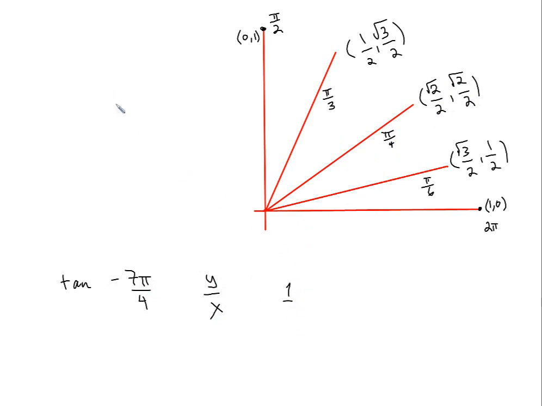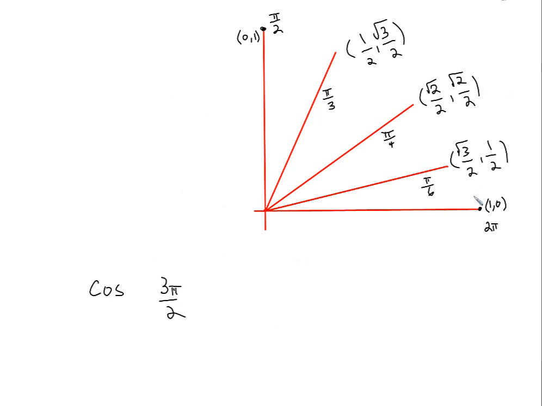Now, should it be positive or negative? Well, that depends on the quadrant we're in. And negative 7 pi over 4, right? So now we're rotating clockwise. So if we go all the way around, that would be negative 2 pi, right? So in this case, negative 8 pi over 4 would be negative 2 pi. But we're at negative 7 pi over 4, so that's right before completing a whole circle. So we're in quadrant 1. Well, in quadrant 1, everything is positive. So we know that our answer is positive 1.